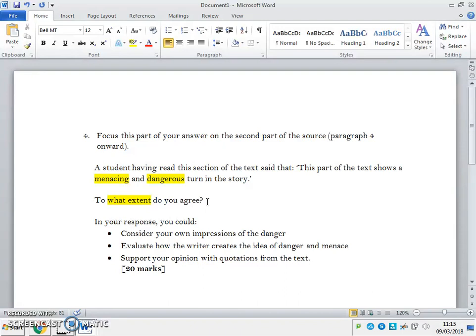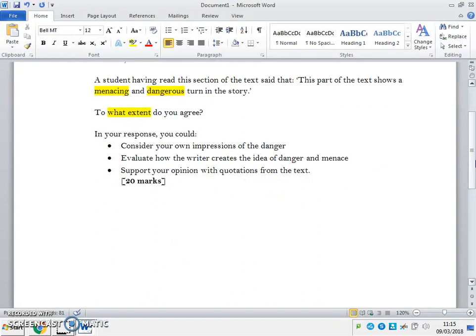Now, what I don't want you to do is write yes, I agree, and then a quote, because what they want from you, they want squids. They want the same kind of thing as you've just done, and actually you might end up using a similar quotation. They want you to talk about methods, because they ask you to consider your own impressions of the danger. We've covered that. You're saying yes and, or you're saying yes but, or you're saying yes although. Evaluate how the writer creates the idea of danger and menace.